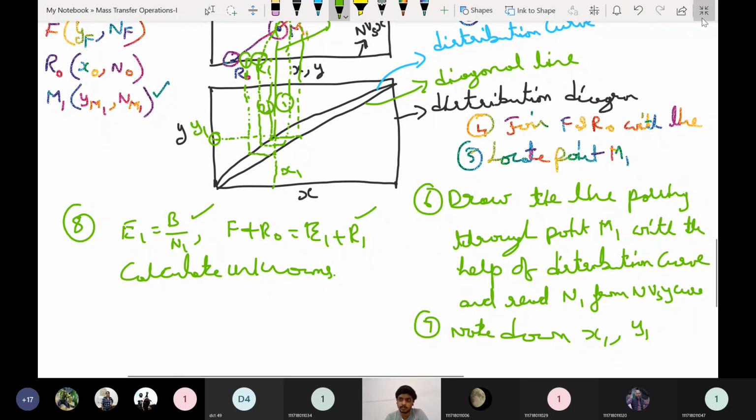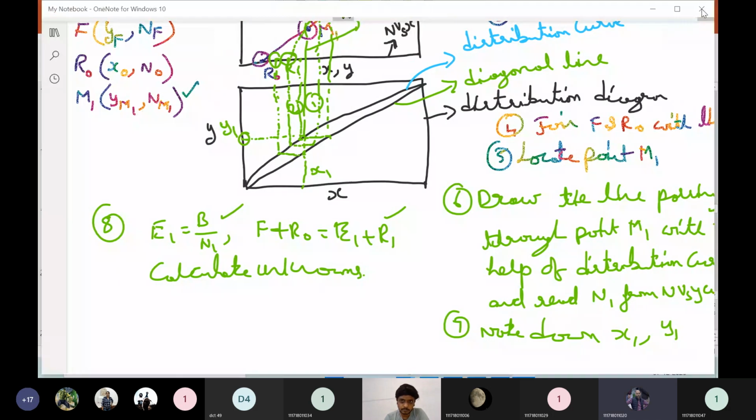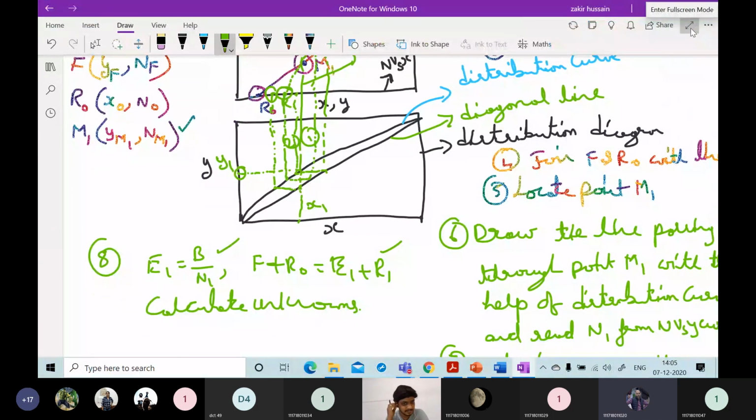If you understand this, can I know whether you understood, or do I have to explain once again? Yes, sir, I understood, but while choosing the R1 and E1. During the problem you can understand. One problem we will do. Yes, sir. Shall we do it now, or we can stop?